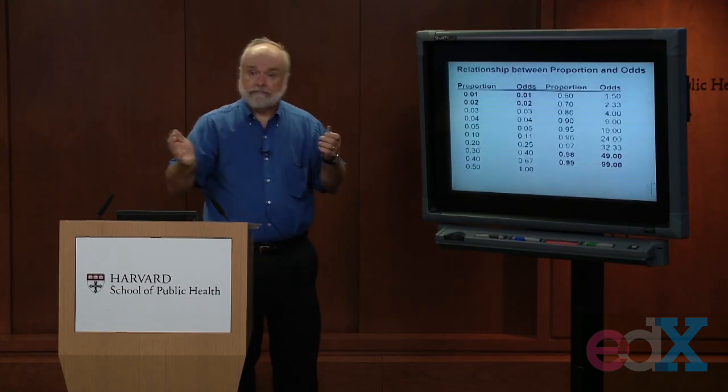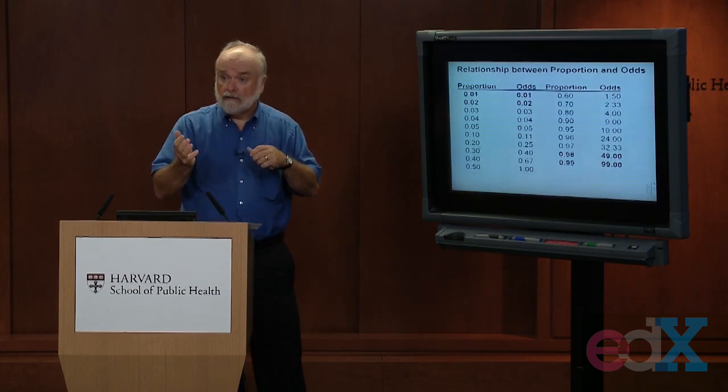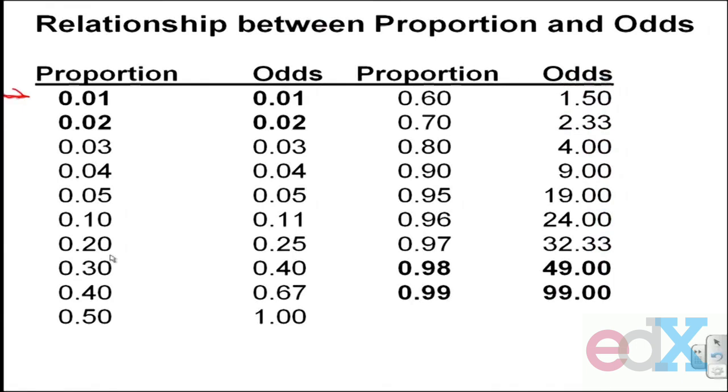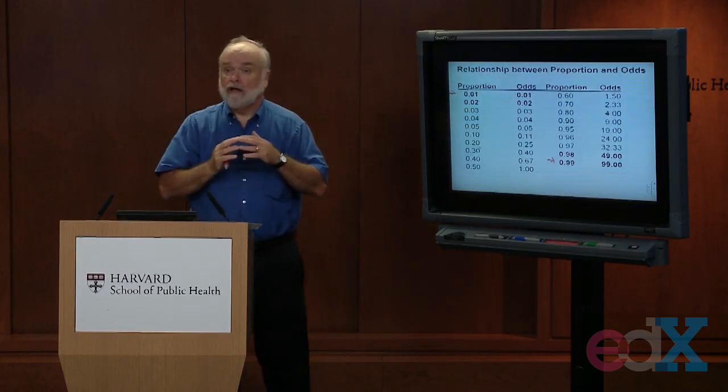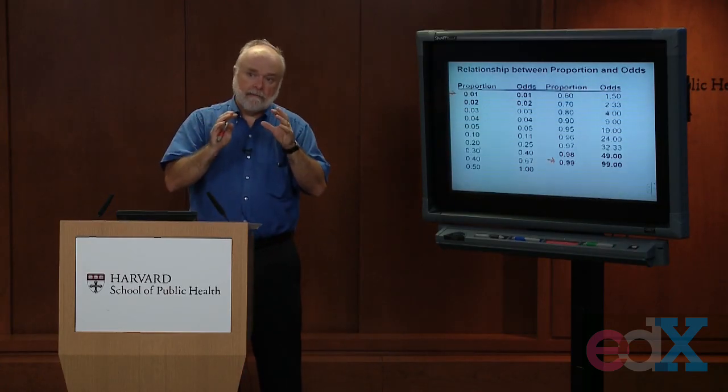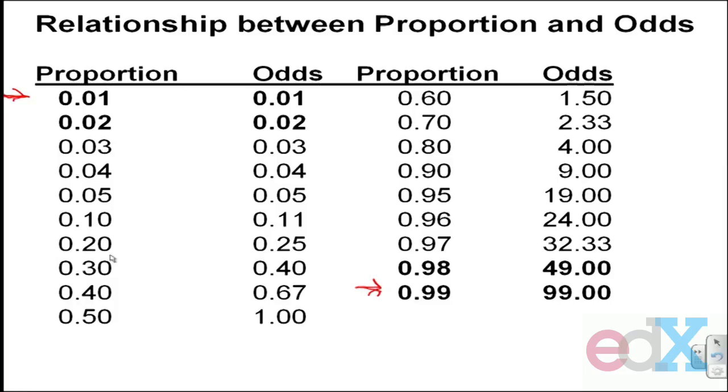So here is a table that shows the corresponding value for the odds for any value for a proportion. The proportions run from as low as 1% in this first column on the far left to as high as 99%. What I've put in the second and fourth columns are the corresponding values for the odds. Let's look at this table to see the relationship between a proportion and an odds. The first thing we notice is when the proportion is very low, 1%, 2%, bolded on this slide, the value for the odds to 2 decimal places is essentially the same value. They differ in the 3rd or 4th decimal place.